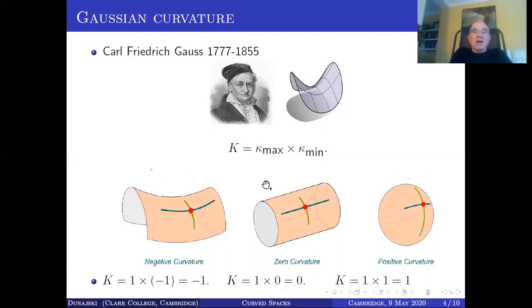But we could also slice the cylinder with a plane which is parallel to the axis, and that's a straight line. And the straight line has 0 curvature, so in case of a cylinder, kappa max equals 1, kappa min equals 0, and the total curvature at any point is 0. We'll say that the cylinder is flat, and in fact it is. If you take a pair of scissors, you can cut it along one of its generators and flatten it to a plane. You cannot do it with a sphere.